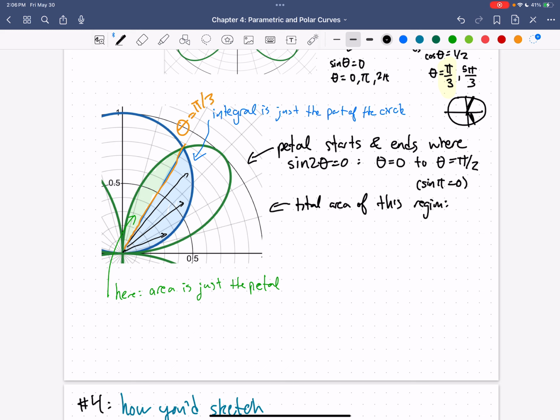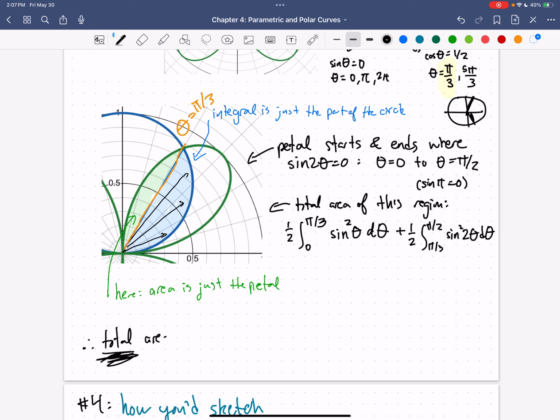we've first got from 0 to pi over 3, where it's just the circle, so 1/2 sine squared theta. Then we've got 1/2 from pi over 3 to pi over 2, where it's just the petal, so that's sine squared 2 theta d theta. And so that means the total area, both regions, because of symmetry, it's going to just be 2 times that, so we can get rid of the 1/2.